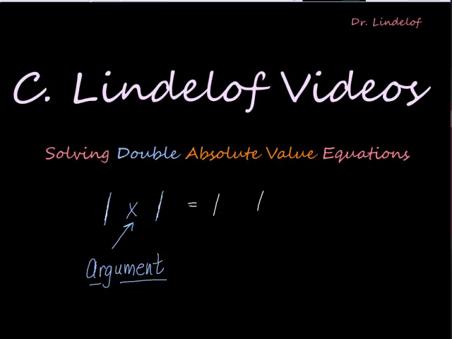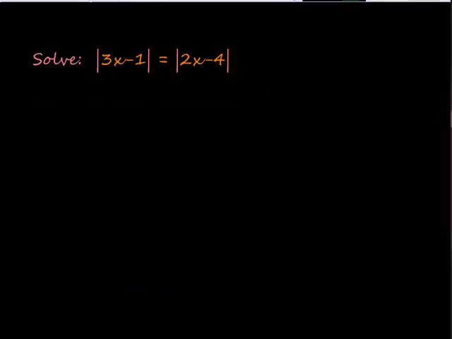All right, here we go. We're just going to do one problem, but we're going to actually do it twice. We do have a double absolute value: the absolute value of 3x minus 1 is equal to the absolute value of 2x minus 4.